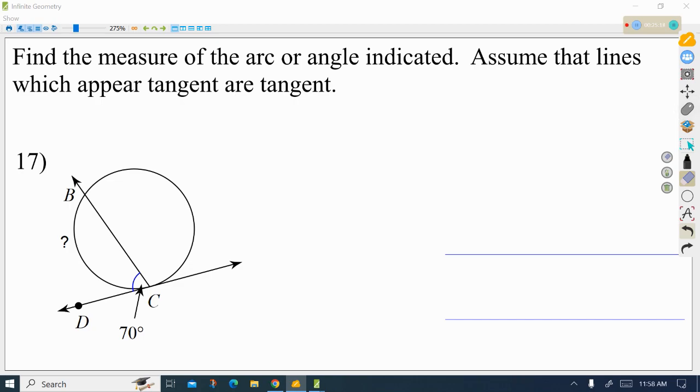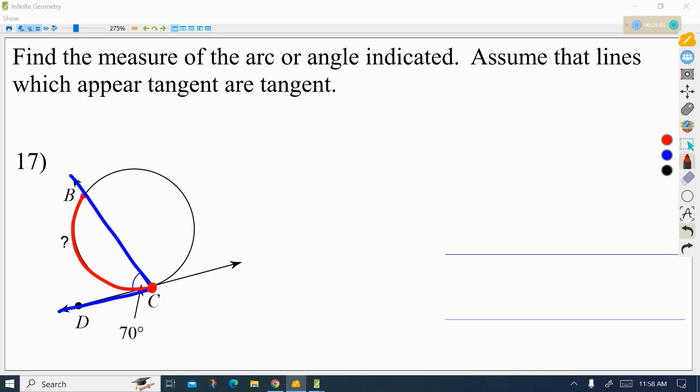So for number 17, you would want to darken the arc that we want to find. We want to find this arc BC. And what you want to notice is this angle BCD. When I darken this angle, we know that this blue angle is inscribed.